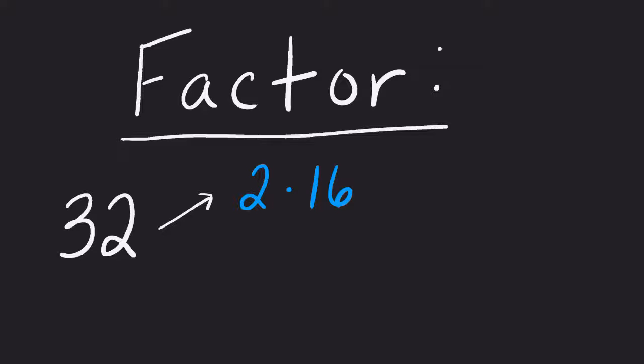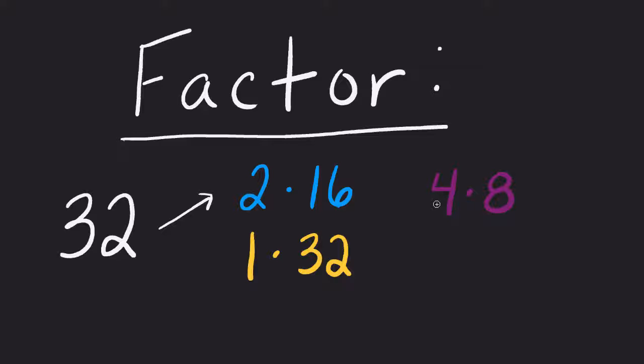How about if I gave you 1 times 32? Those would both go in. That would work. What about another example? Well, what about 4 times 8? Those are also factors of 32.